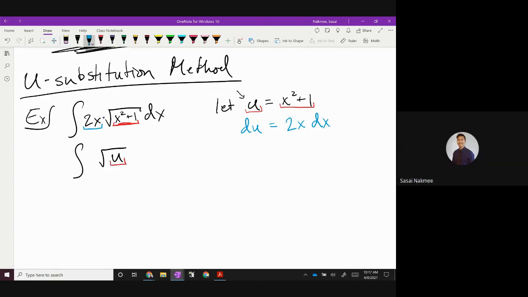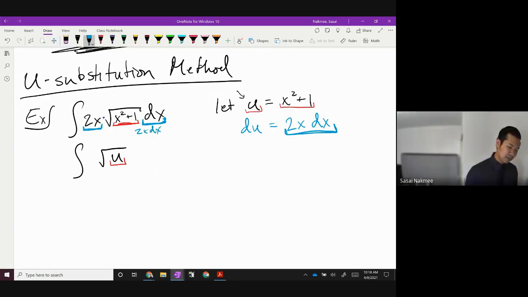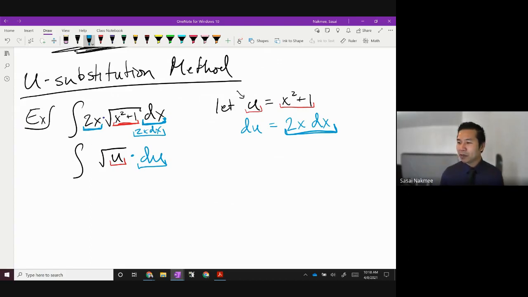The 2x dx right here, if you look at it closely, matches this 2x and matches this dx. So what I could technically do is write this down as 2x times dx, and I can take these 2x times dx and replace it with du. I'm substituting out what they equal to, and when I do, I get these values right here.